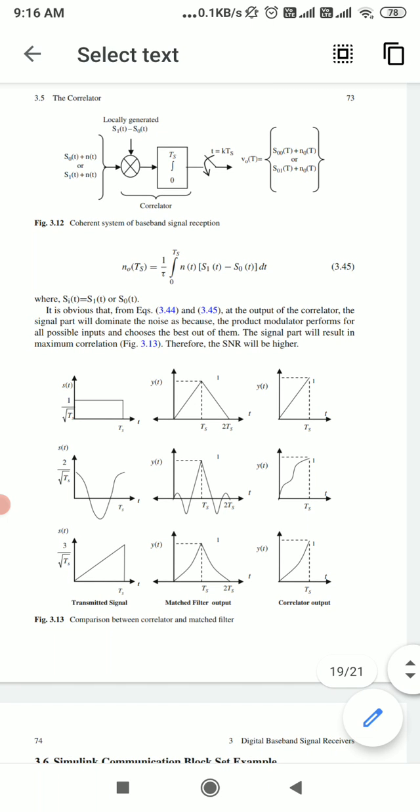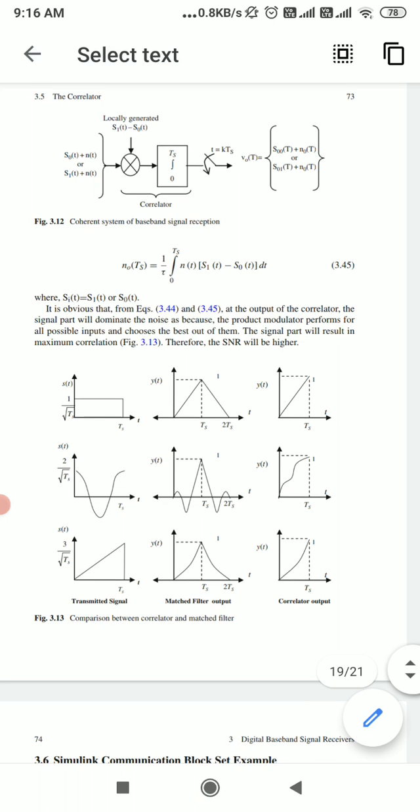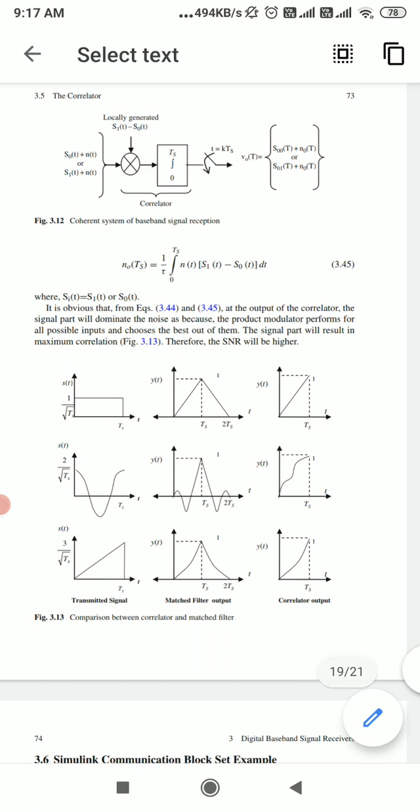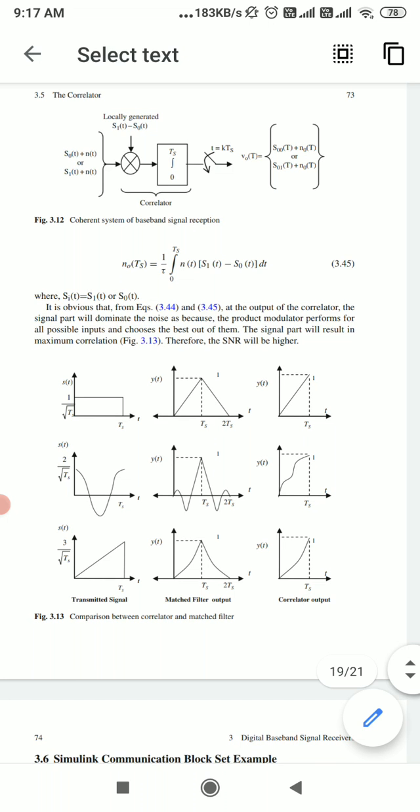So we can say both correlator and match filter have the same performance. The outputs of the correlator and match filter are identical, and the impulse response of the match filter is the signal reversed in time, and convolution will also reverse in time. So we are saying that this process is nothing but correlation, and the correlator output and the match filter output are the same only when t equals Ts.